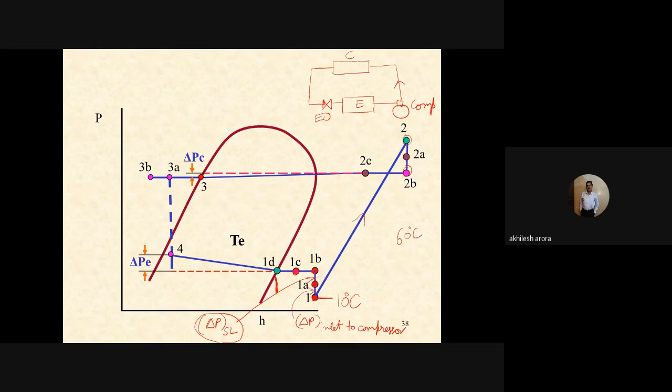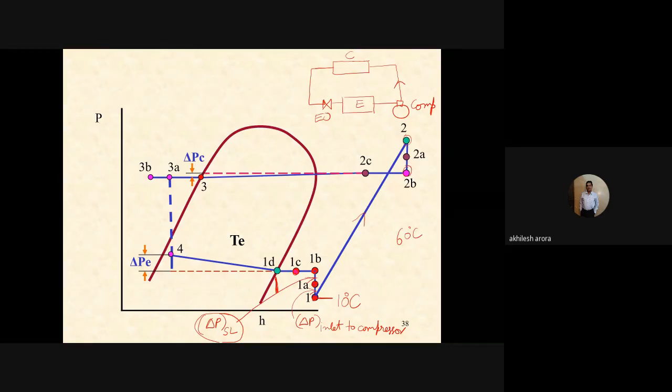So what will happen? Initially the heat transfer will take place from the cylinder walls to the refrigerant. Initially, when the refrigerant is being sucked into the compressor, the heat transfer will take place from the cylinder walls of the compressor to the refrigerant which is entering the compressor. So that is one thing. That means heat is now being added to the system.